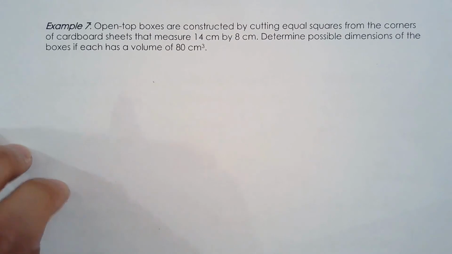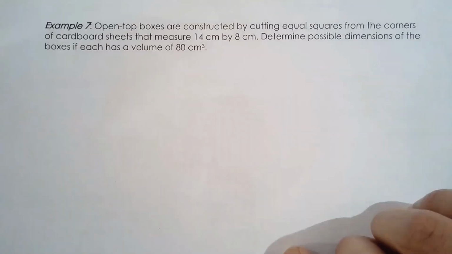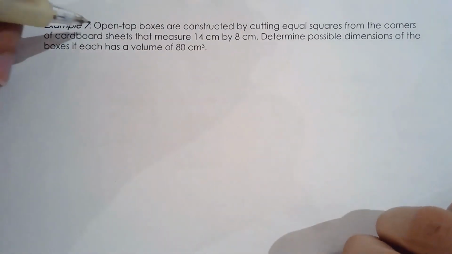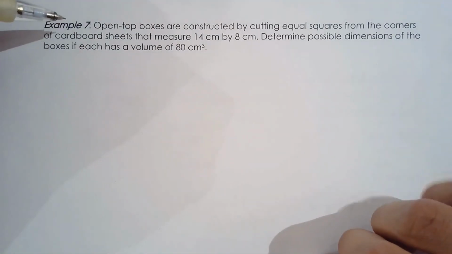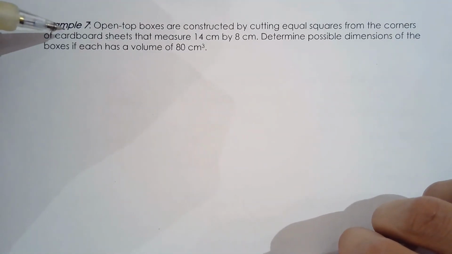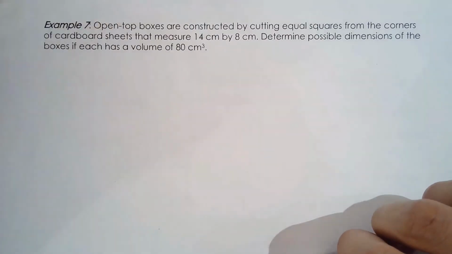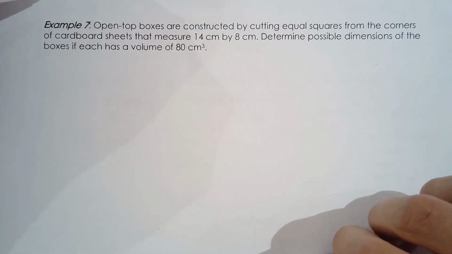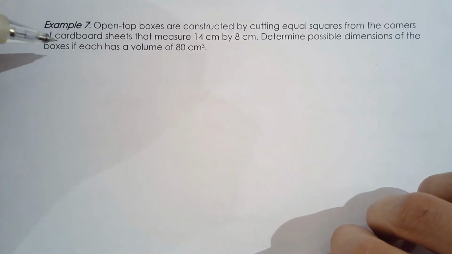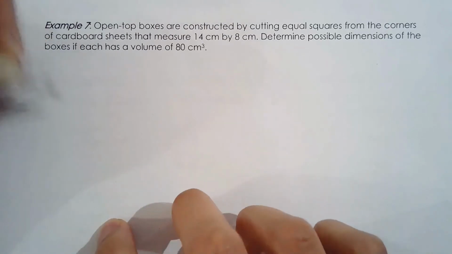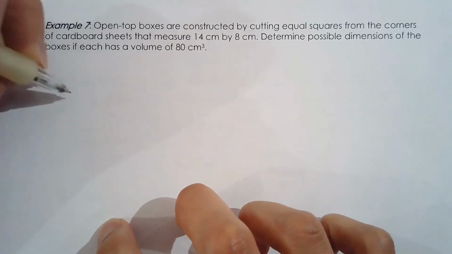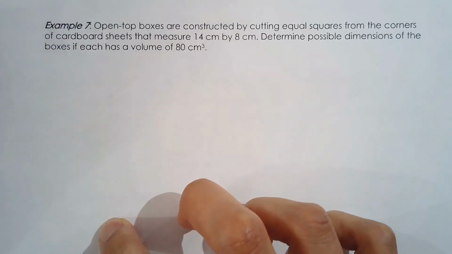Let's see. So this is a very, very common test question. So we have an open top box, which is constructed by cutting equal squares from the corners of a cardboard sheet that measures 14 centimeters by 8 centimeters. Determine the possible dimensions of the boxes if each has a volume of 80 cubic centimeters. So this actually bothers a lot of students. So I'm going to just draw a diagram because they're like, how do I make these boxes?